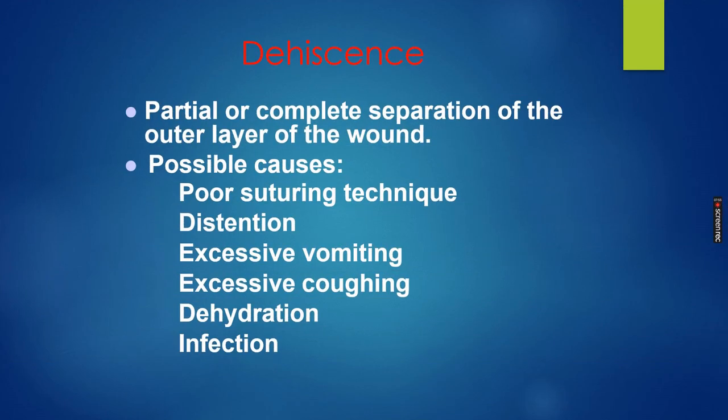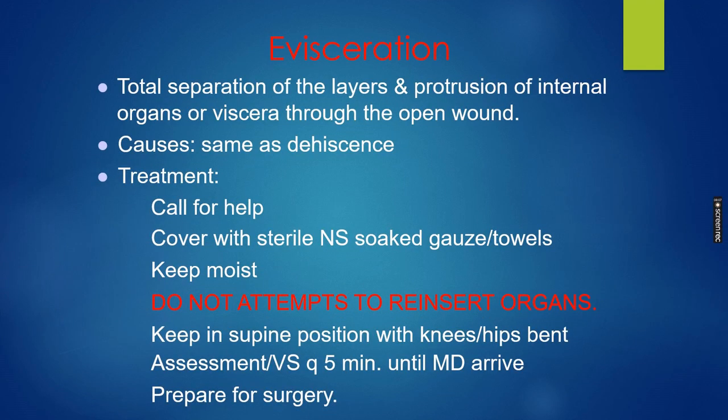Dehiscence is the partial or complete separation of the outer layer of the wound, and the possible causes are poor suturing, distension, vomiting, coughing, dehydration, and infection. And evisceration means total separation of the layers and protrusion of the internal organs or viscera through the open wound.